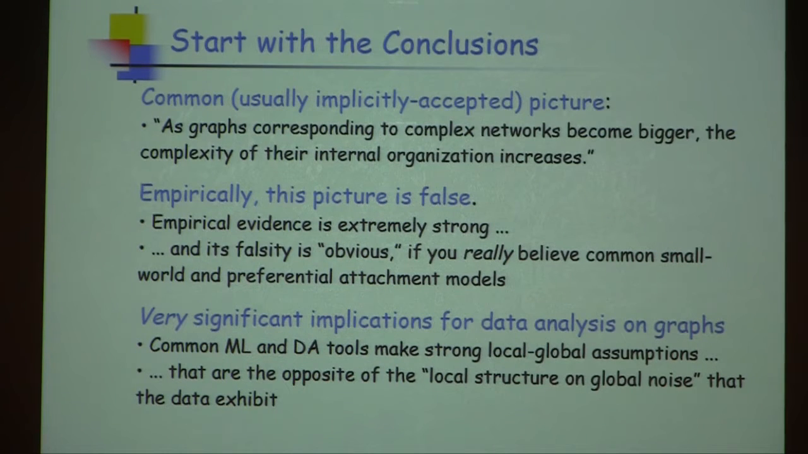Preferential attachment models say you have a bunch of nodes, and you can characterize different nodes in various ways. The simplest way might be the number of connections they have, so the degree. You can characterize it that way, and otherwise you're pretty random. All right? So if you really believe small world and preferential attachment models, you won't believe that.